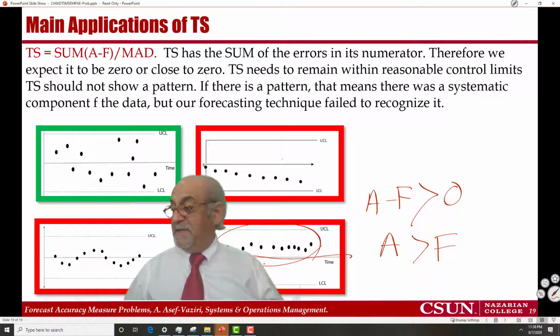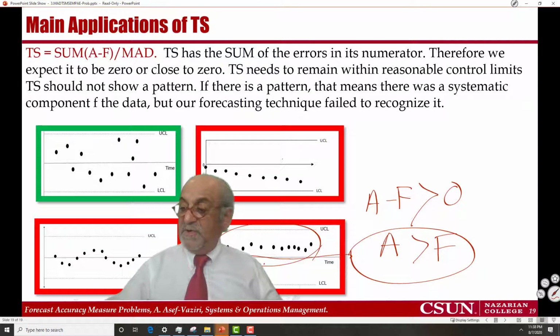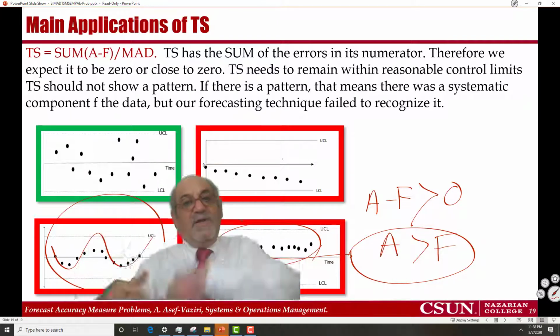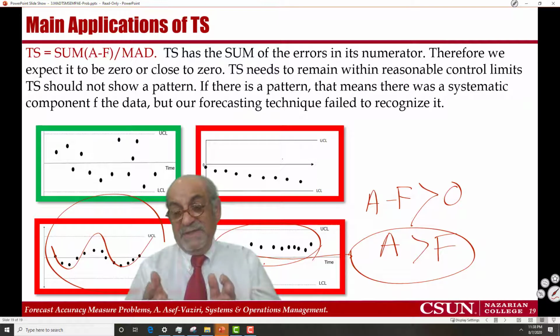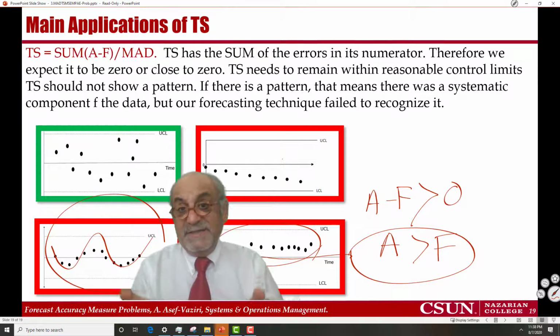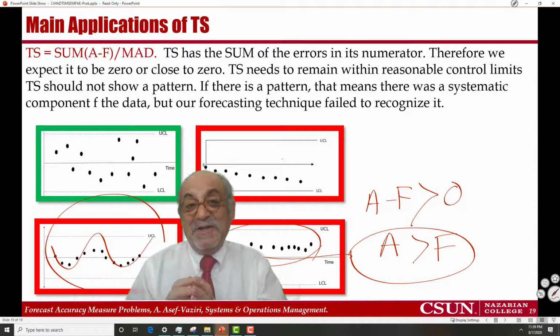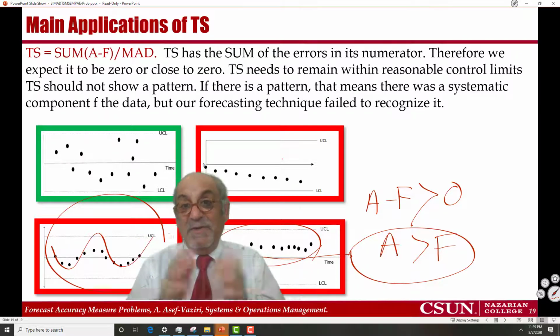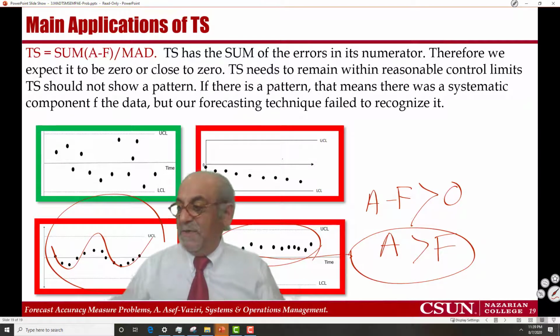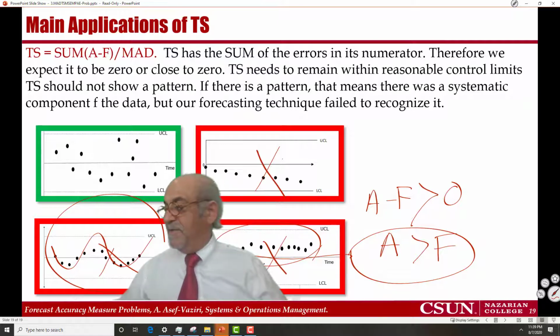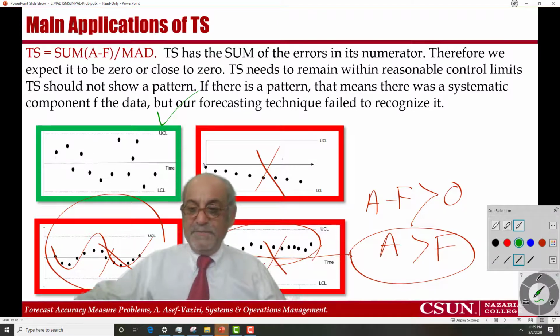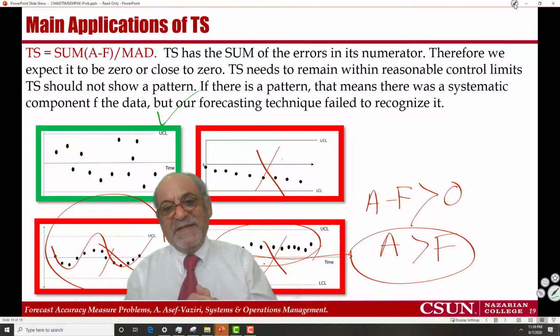Here demand is more than what we think. Here demand is less than what we think. What is the problem with this one? We see a pattern, a seasonal pattern. That means in reality there is a seasonality, but in our forecasting technique there is no seasonality pattern. We have missed that part. We have not been able to forecast seasonality. All these three, good. There is a problem with it. This one is good. Thank you very much for attending this session.